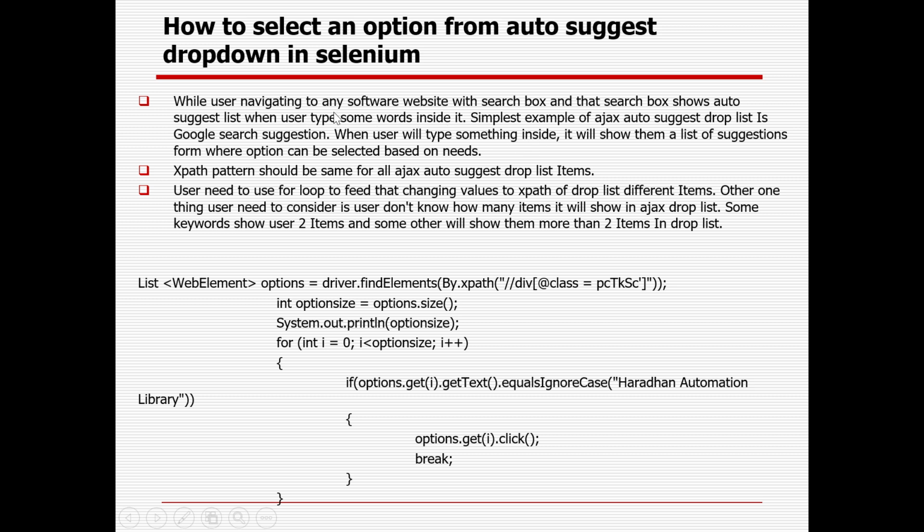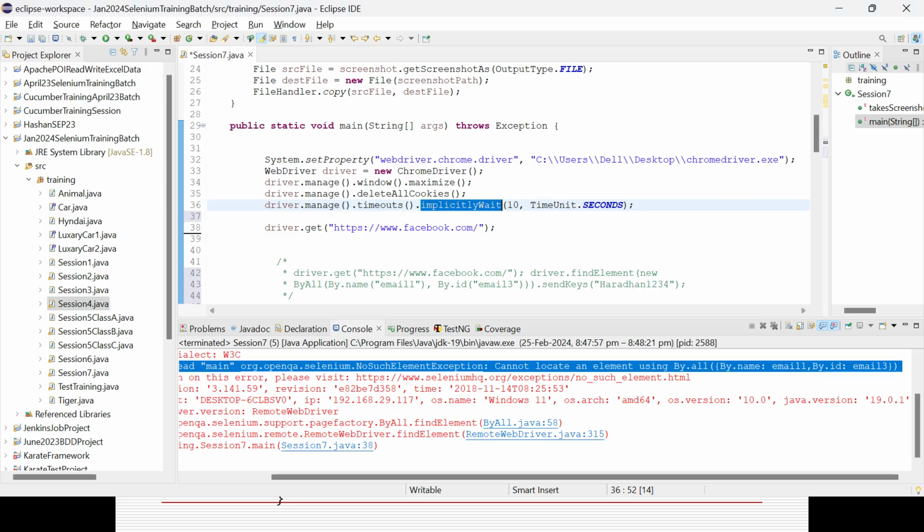So while a user is navigating to any software website with a search box, that search box shows an auto suggest list when the user types some word inside it. Sometimes it is called Ajax auto suggest. A simple example of an Ajax auto suggest drop down is Google search suggestion. When the user types something inside, it will show a list of suggestions from where an option can be selected based on their need. The XPath pattern should be the same for all Ajax auto suggested drop down lists. So you need to use a for loop, then identify the XPath, and then you can handle it. So let's see how you can do it.